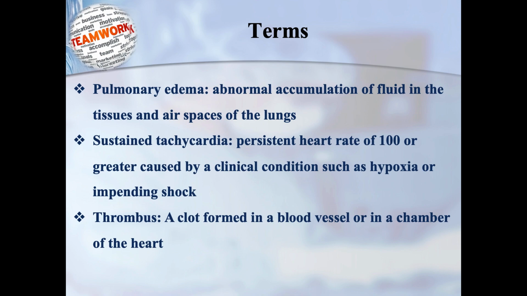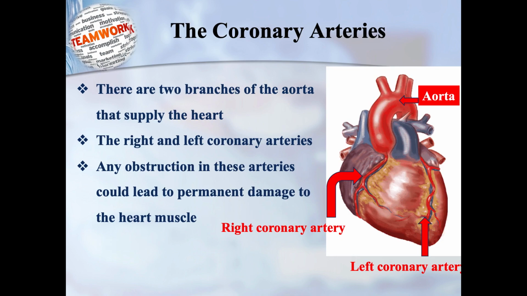Ischemia is poor oxygen supply to the tissue. Pulmonary edema is abnormal buildup or collection of fluid in the tissue and air spaces of the lung. Sustained tachycardia, or fast heart rate, is a persistent heart rate of 100 or greater caused by a clinical or psychological condition such as hypoxia, impending shock, or anxiety. Thrombus is a local coagulation or clotting of the blood in part of the circulatory system, a clot formed in a blood vessel or in the chamber of the heart, in the lung, brain, and other parts of the body.